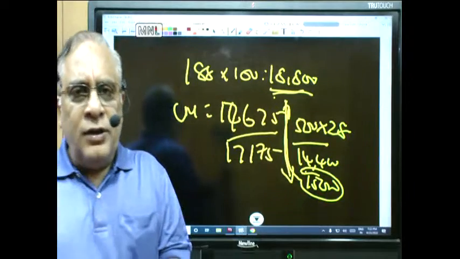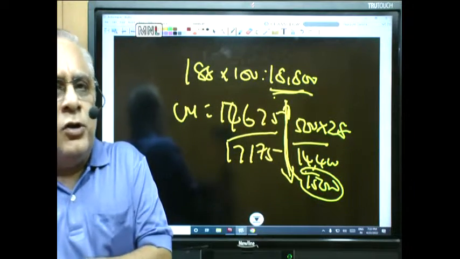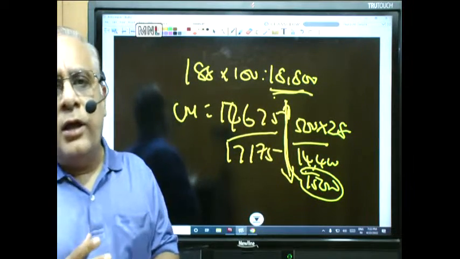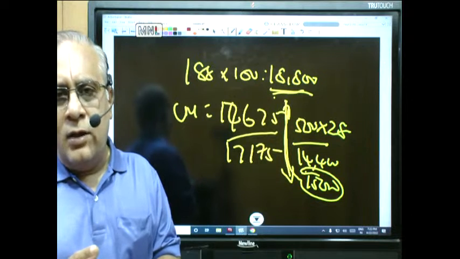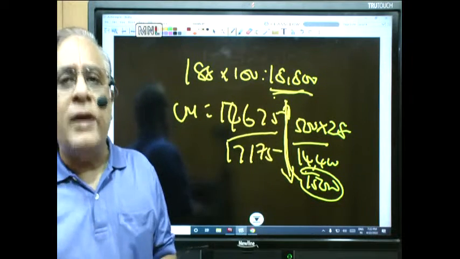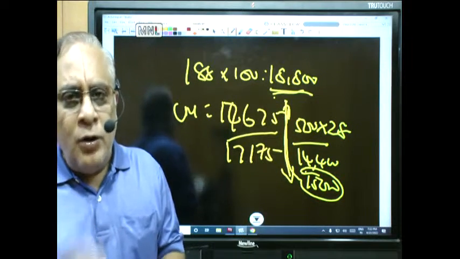So the loss in the cash market is almost equal to the loss in the option trading that we are doing by replicating the option. So this is what we are trying to highlight.